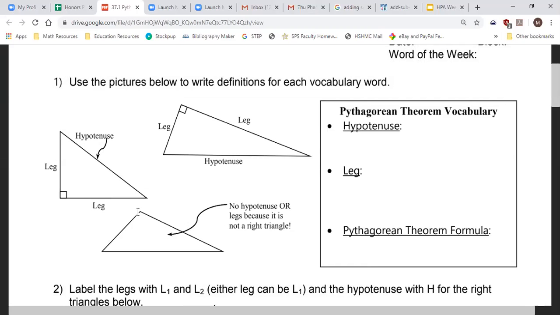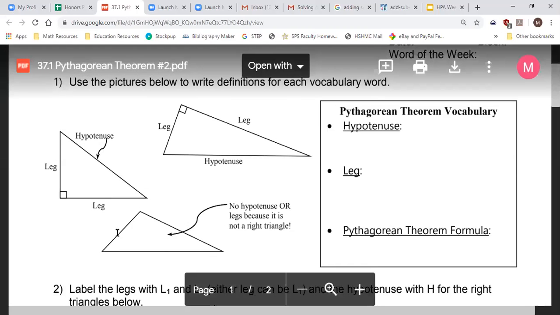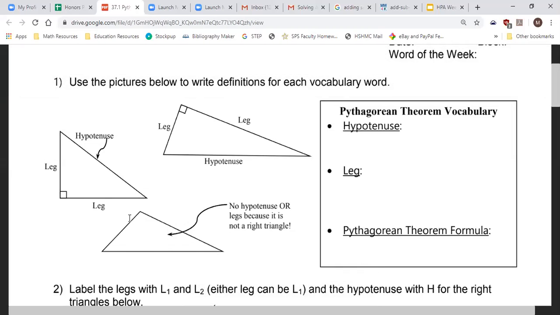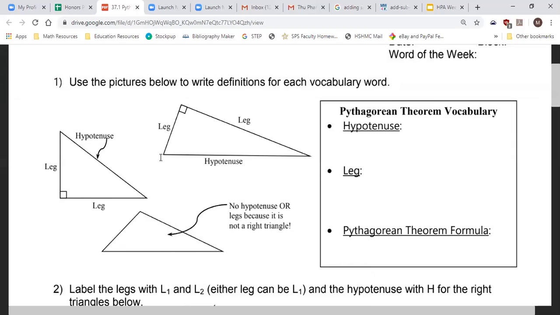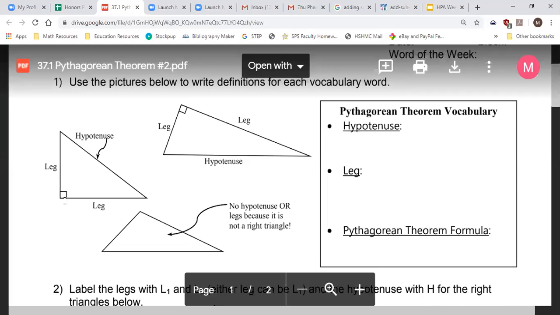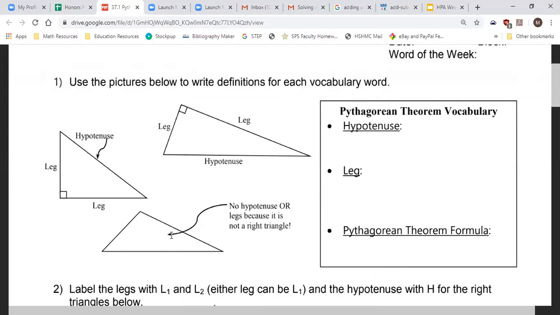Okay. And this one does not have legs or hypotenuse because it is not a right triangle. And you can tell if it's a right triangle if there's a right angle. And a right angle is when an angle equals exactly 90 degrees. And that's the shape of an L. So shape of an L right here, shape of an L over here. There's no L shape on this last triangle. So it's not a 90-degree triangle.